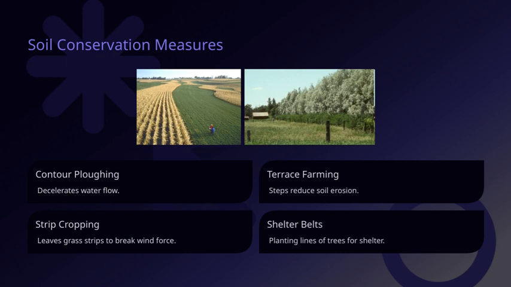All these measures, planting shelter belts, terrace farming, strip cropping, and contour plowing, are vital tools in our soil conservation toolkit. They work together to protect the soil, improve land productivity, and ensure sustainable farming practices for the long term.